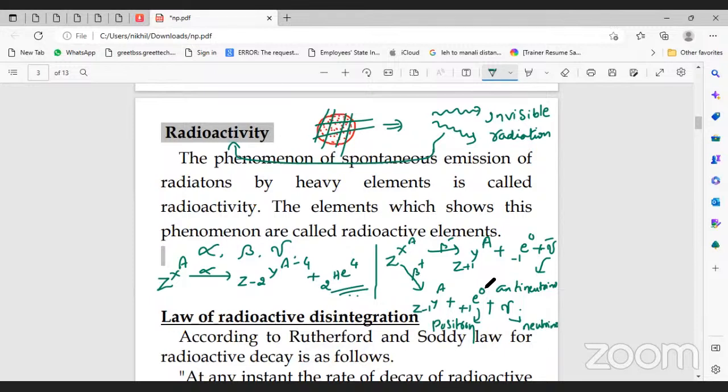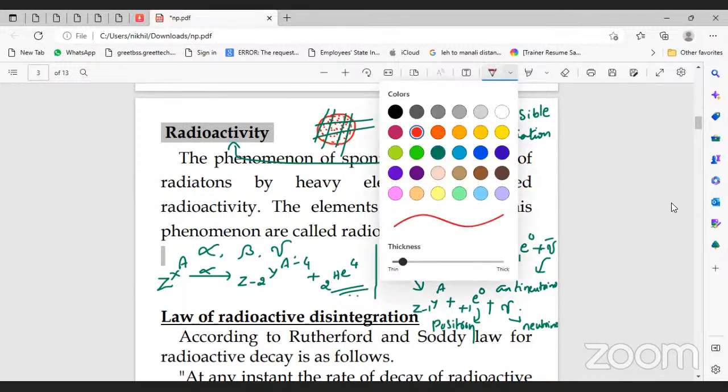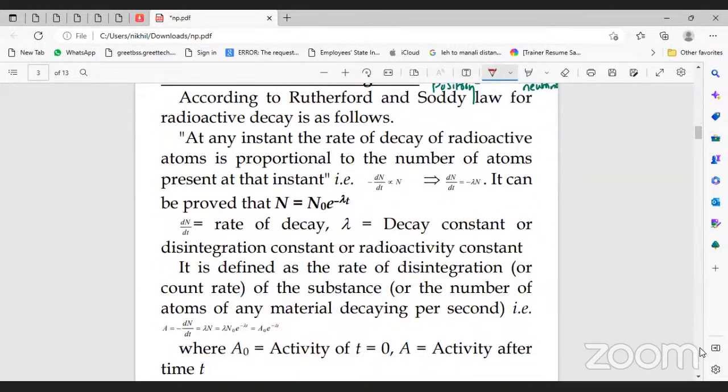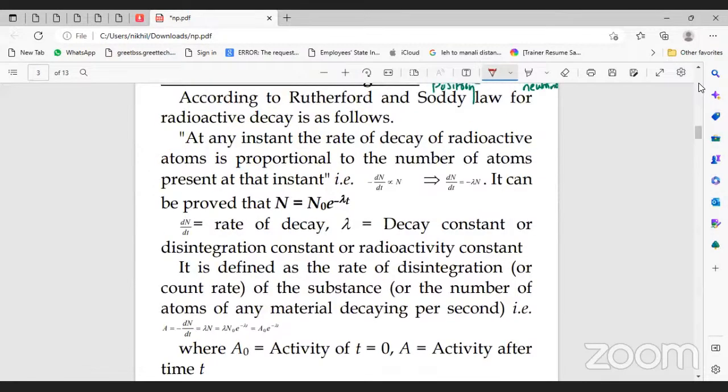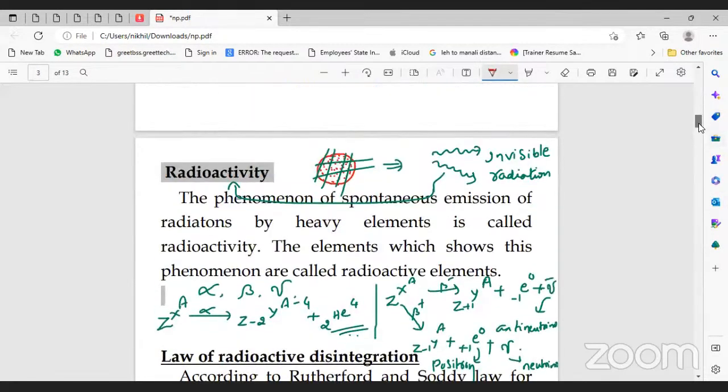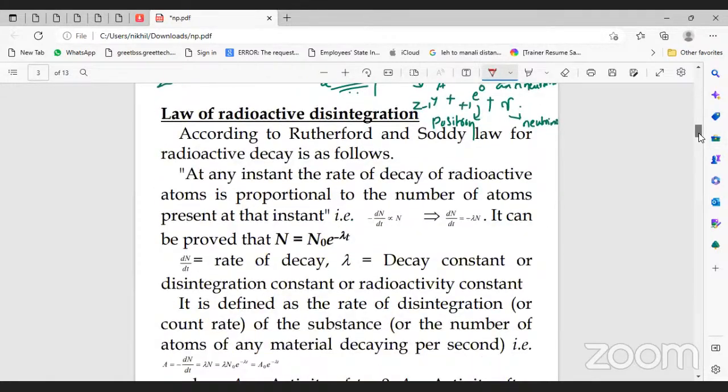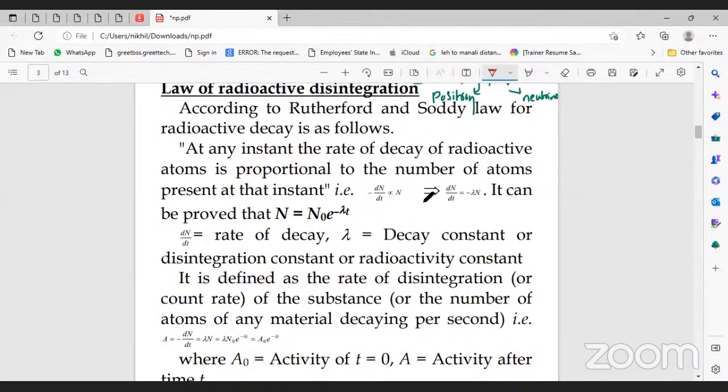So this is how the heavy nuclei is going to disintegrate into alpha, beta, and gamma radiations. Coming to the next concept, that is the radioactive decay law. What does this radioactive decay law or the radioactive disintegration tell?